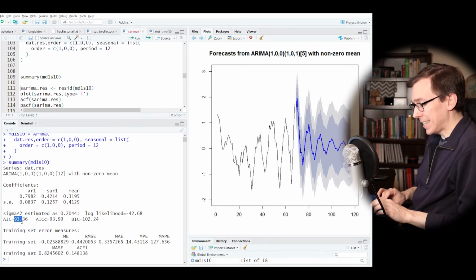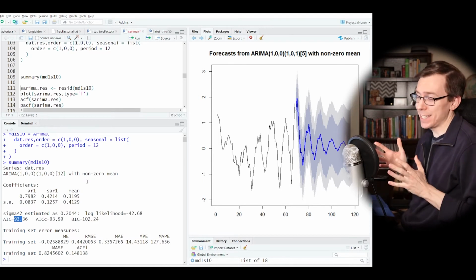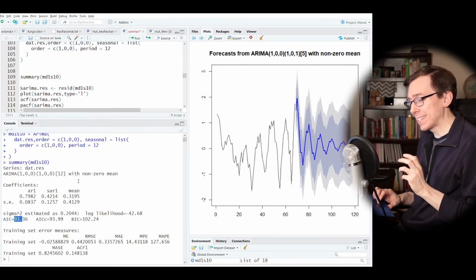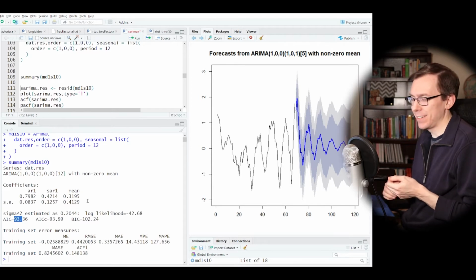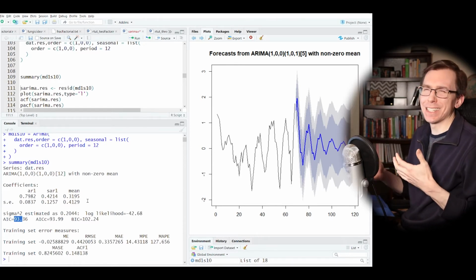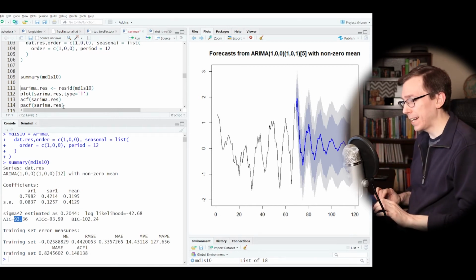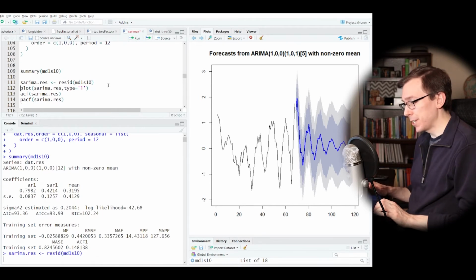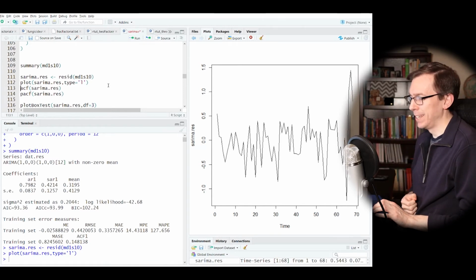Well, we get an AIC that's still better than the non-seasonal model. It's not as small as the one of order 5. In this case, order 12 is giving me an AIC of 93. The order 5 was like an 89, so the order 5 was giving us a smaller AIC. But we can still look at the residuals. And what do we see? Well, those are the residuals for the process fit with the seasonal period of 12.